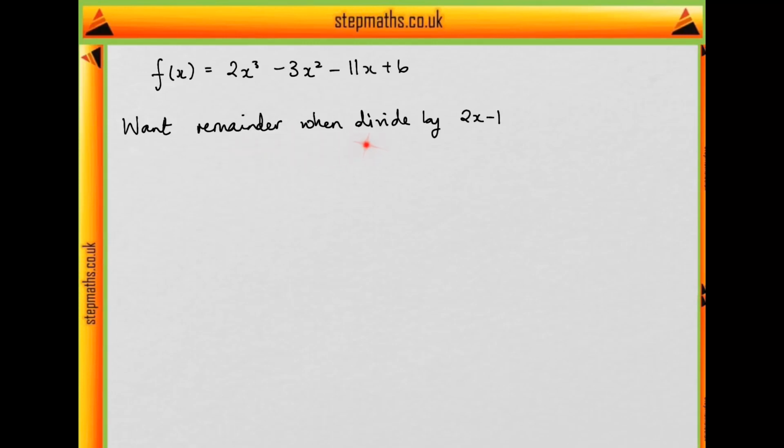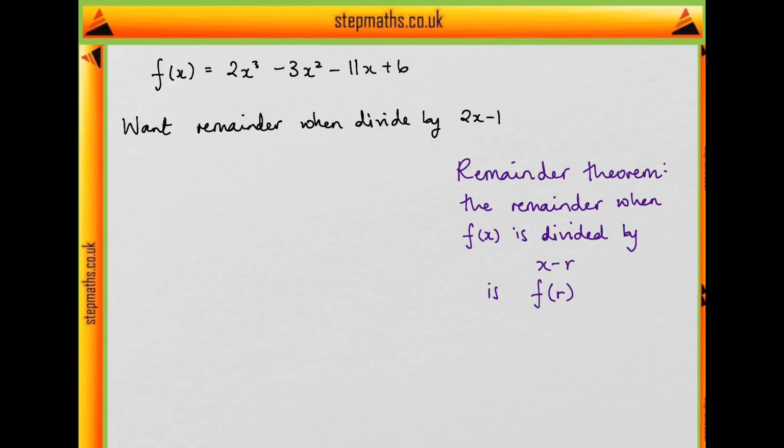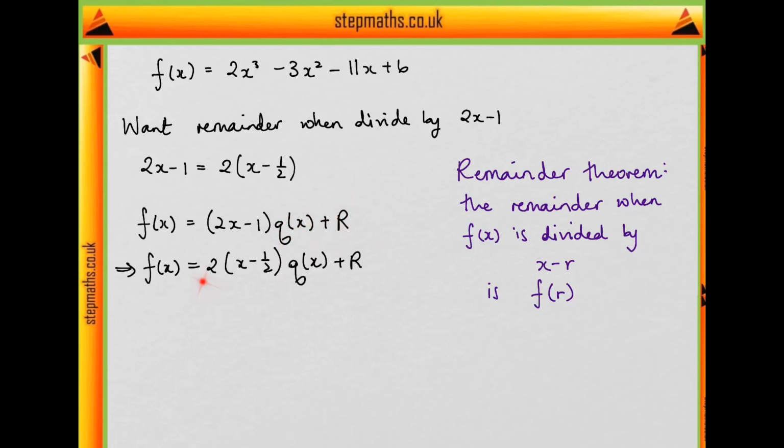And we want to know the remainder when we divide by 2x minus 1. So remember, the remainder theorem gives us the remainder when we divide by x minus r. And also 2x minus 1 is the same as 2 times x minus a half. So if I wanted to write my f of x like 2x minus 1 times some quotient plus my remainder, I could also write that with x minus a half instead. And we can see that if we put x equals a half, this first bit goes to 0, and we'd just be left with our remainder.